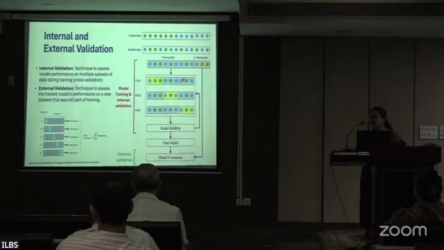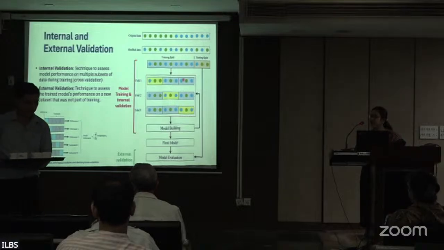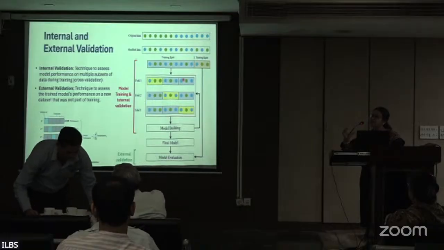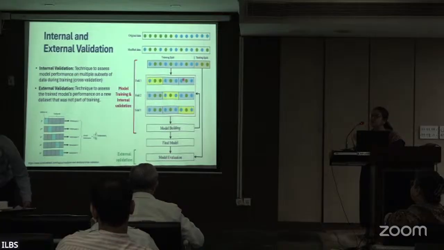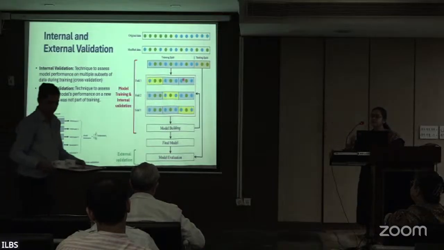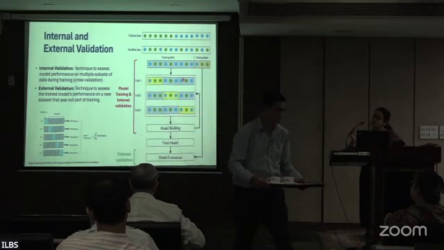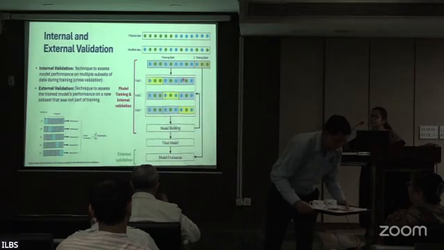Yes, you are telling correct, ma'am. We have two types of validation. External validation is our data set that we kept aside and do not use in the training. External validation may be an external hospital data set that we are using to validate our model. That is also called external validation for a multicentric project.